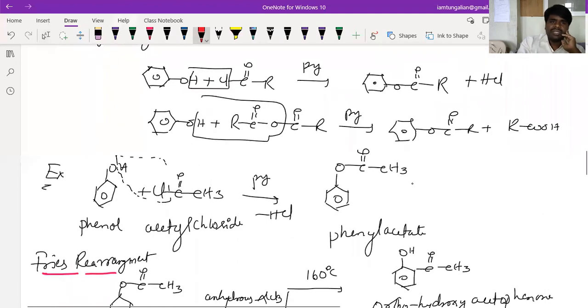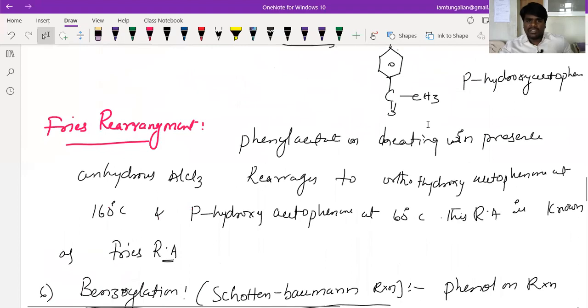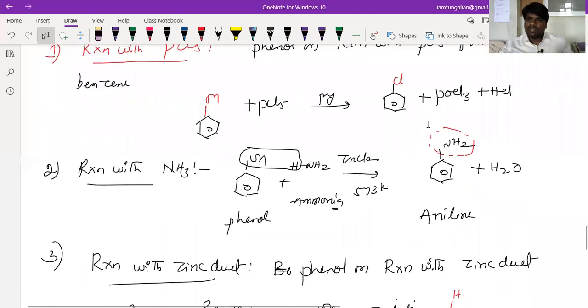In this reaction, what is happening? Here H plus is being replaced by this particular group, which you call the acyl group, beta. So in the beginning reactions, the hydrogen of phenol is replaced by corresponding groups. In the second type of reactions, the OH group is being replaced by corresponding groups.